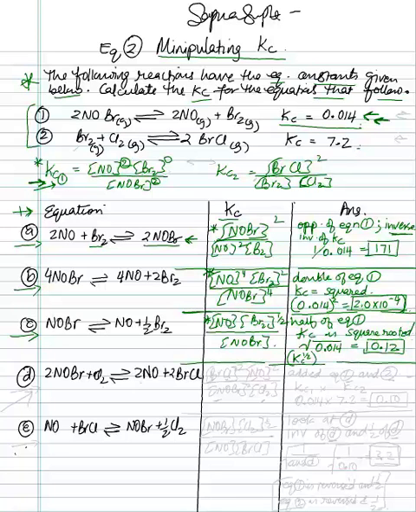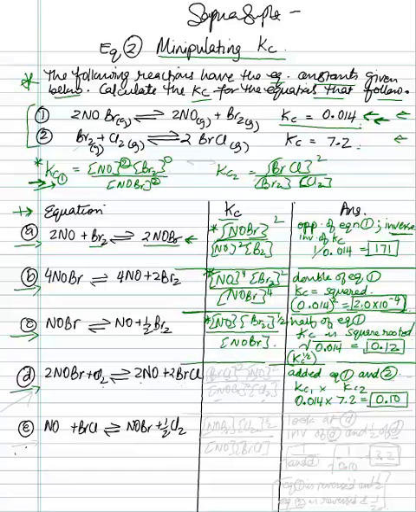Next one. Here we have 2NOBr plus Cl2 to give 2NO and 2BrCl. Now in this case, what we've done is you have added equation 1 and 2. Both of them have been added. If you add both of them, then you have to multiply Kc1 by Kc2. That's the only way to do this. So 0.014 times 7.2, and the answer is 0.10. Okay, so that's what you get.